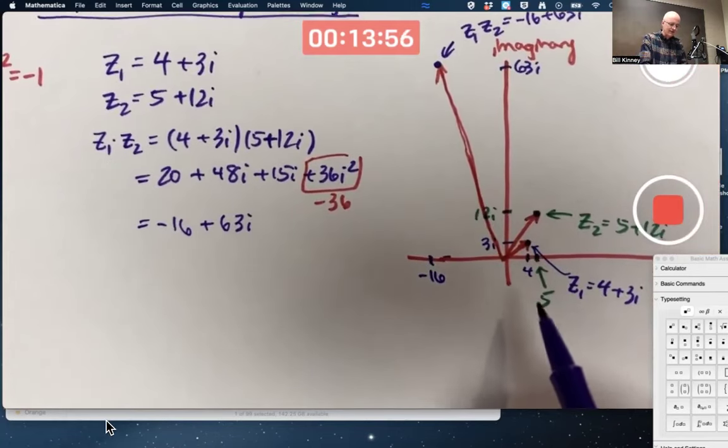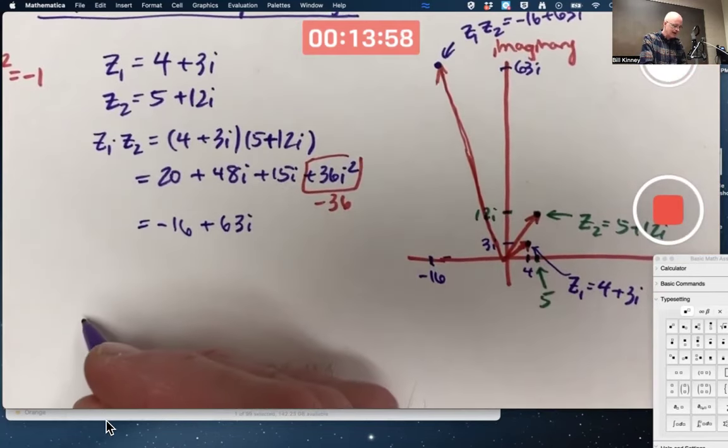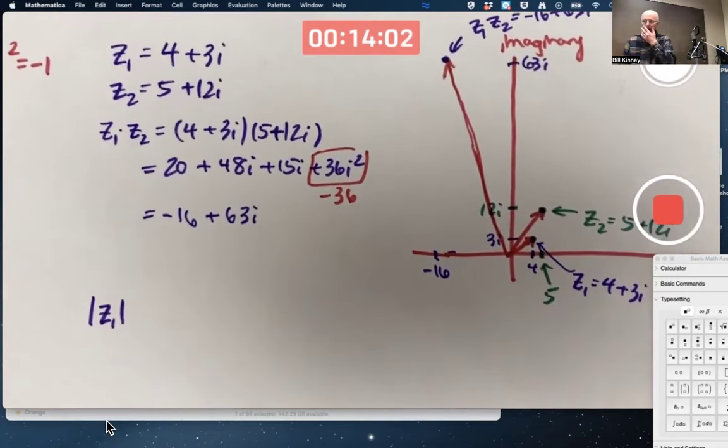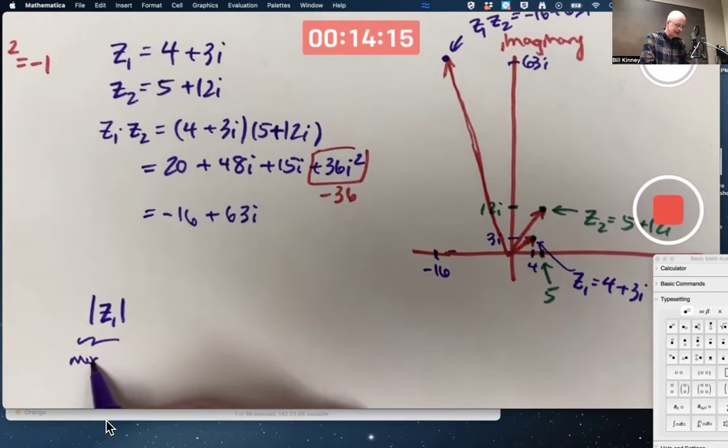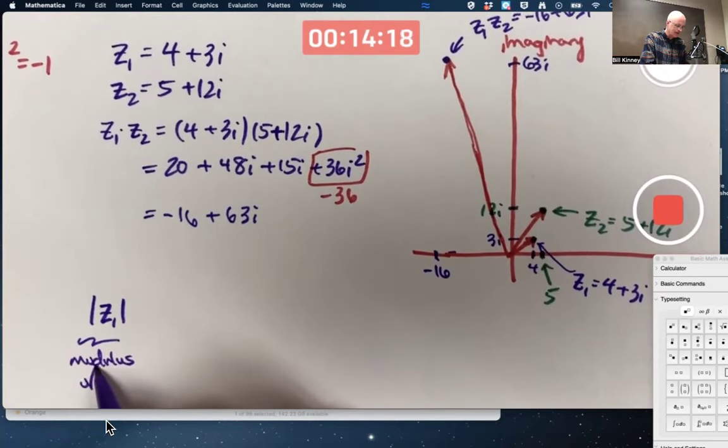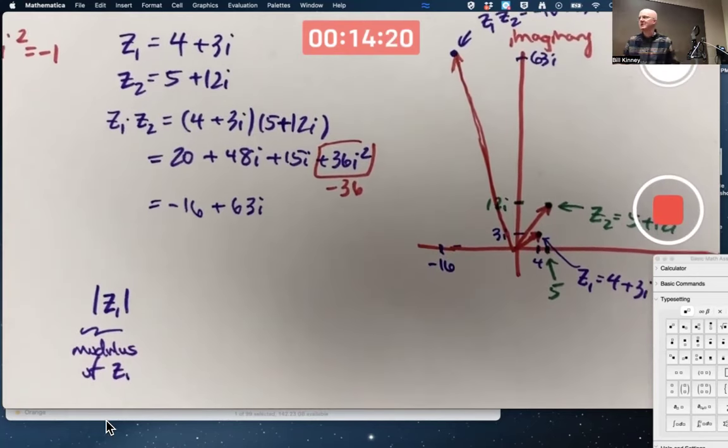What is the length of the first vector to z1? A natural kind of notation for that is the absolute value of z1. And you can say absolute value if you like, though it's more traditional to use a different word here. The official word is modulus. This is the modulus of z1. It has nothing to do with modular arithmetic, if you know about that, but it is a similar kind of word. Modulus of z1.